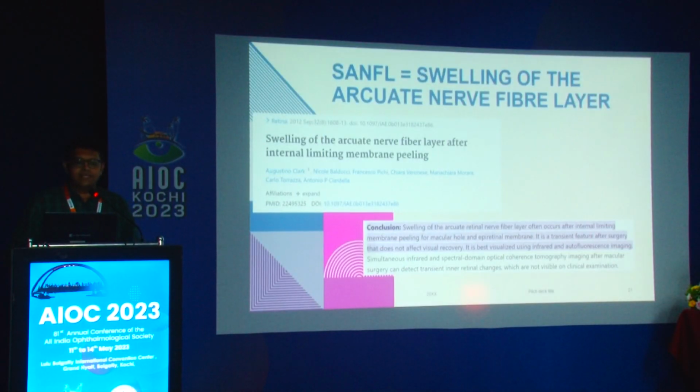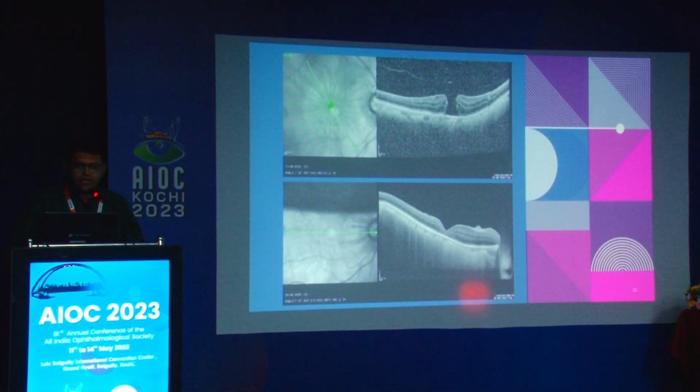The SAN-FL is basically a swelling of the arcuate nerve fiber layers, and what it tells you is that it is occurring after the internal limiting membrane peeling in an acute immediate postoperative state. So let me show you a photograph of a full thickness macular hole preoperatively, and this is after 8 days post the macular hole surgery, where you can see these radiating lines coming from the edge of the disc.